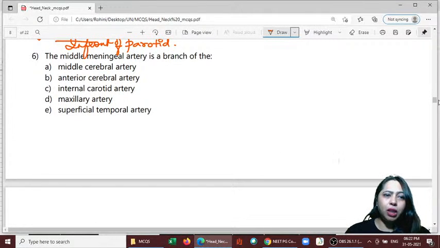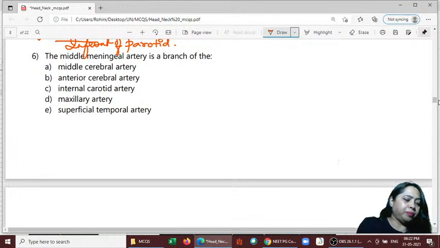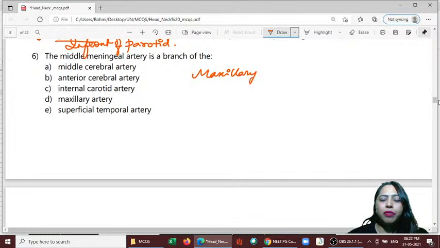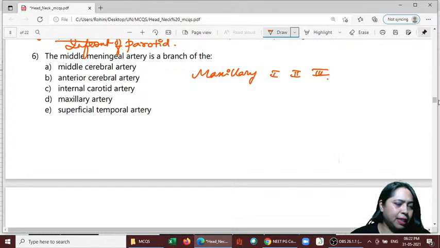The middle meningeal artery is a branch of which one? We're talking about the middle meningeal artery. Now, there are various branches that go to the different parts of the maxillary area. So the maxillary artery divides into many branches. It has its first part, second part, and the third part, right? So you also have various other branches. The middle meningeal artery is a branch of which part of the maxillary artery?